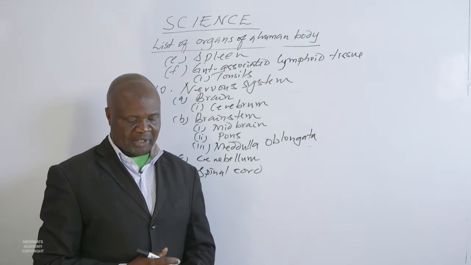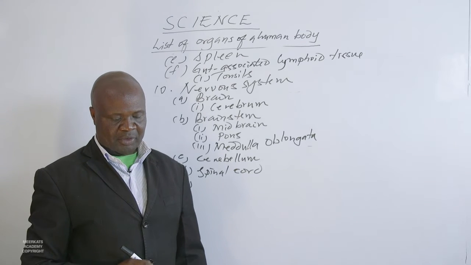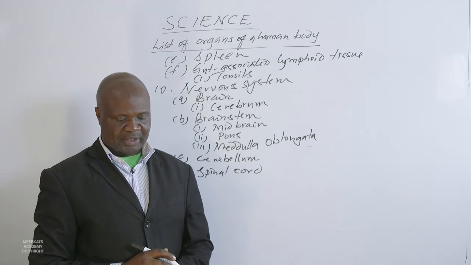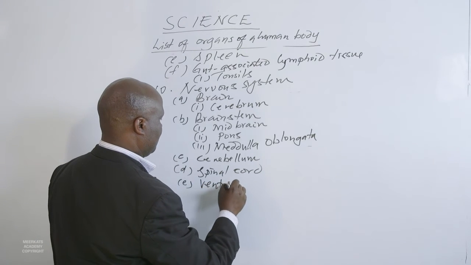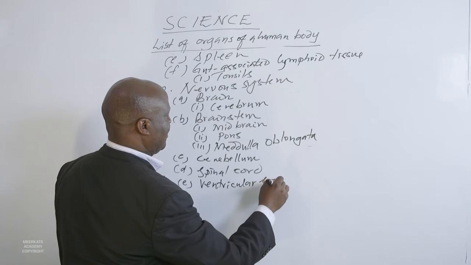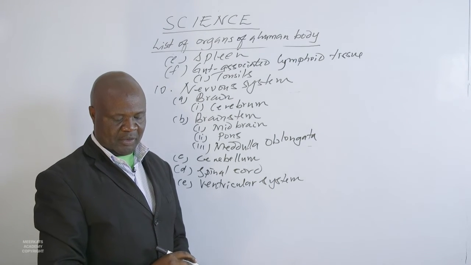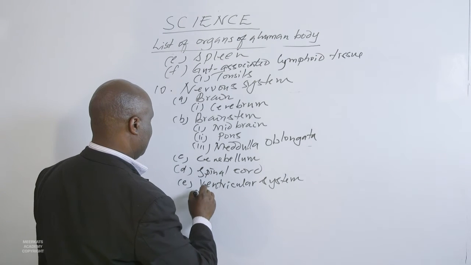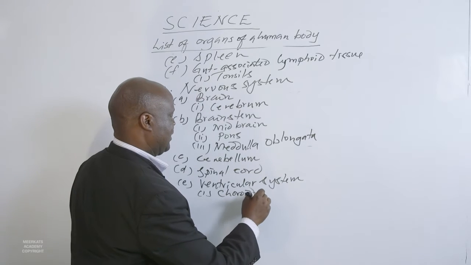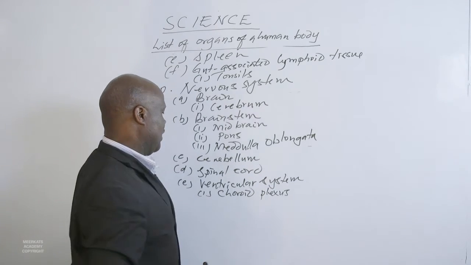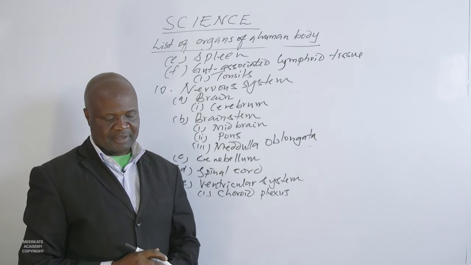Then from the spinal cord, we have also another organ that is important in the nervous system. It's called the ventricular system. Within the ventricular system, we have the choroid plexus. Now, the choroid plexus, we shall see the functions of this choroid plexus in the nervous system.